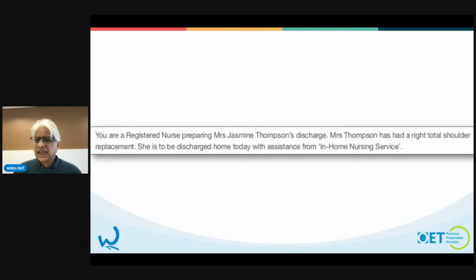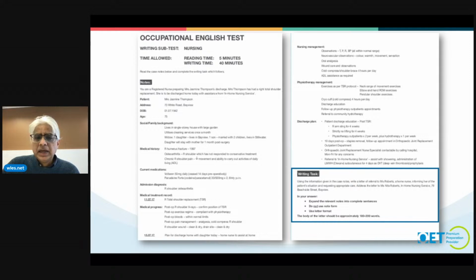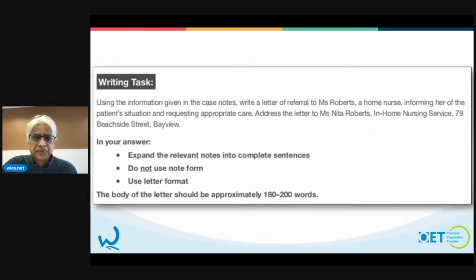So what they're doing is they're giving you a little bit of context. They're just giving you a little bit of background. It's telling you who you are, that you're a registered nurse. And here it's actually telling you something about the patient. They had a right total shoulder replacement, and she's been discharged as well. They've given you quite a lot here. Sometimes you don't get so much, but it's always important just to read the top, see if there is anything there that can help you. And then we're going to go straight to the writing task.